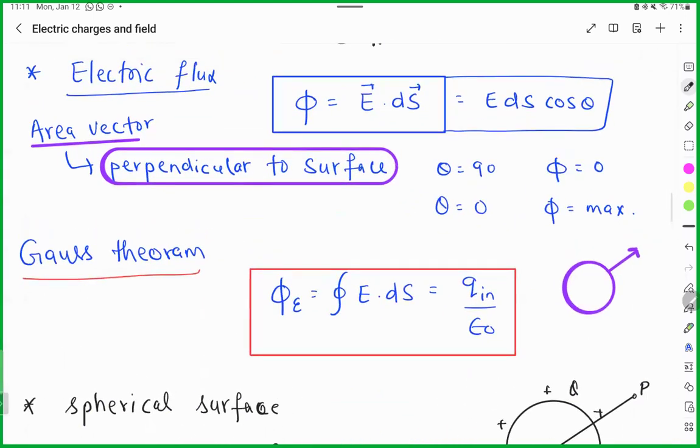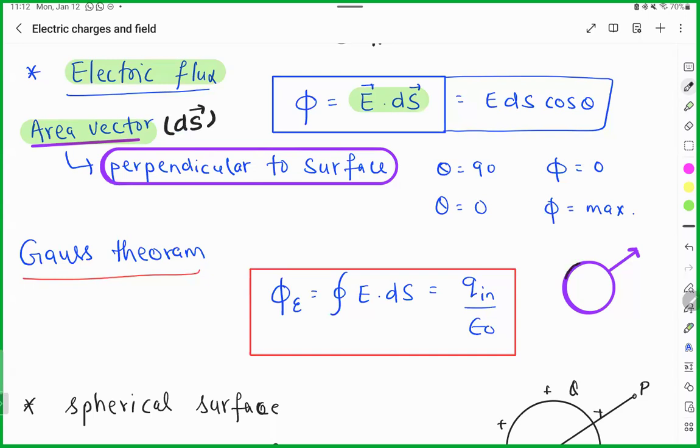What do we mean by electric flux? How many electric field lines are present in, or passing through, a surface is what we talk about as flux. Same electric field lines, but in a given surface. Remember, this dS is the area vector, not area. There is a difference between area and area vector.